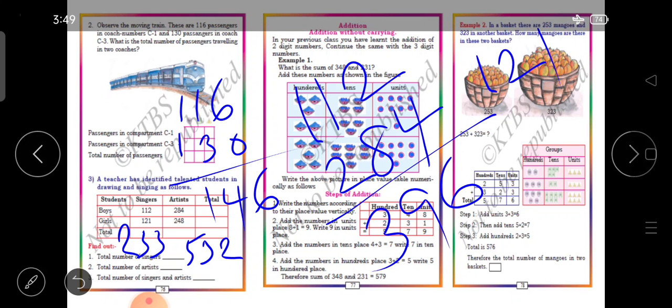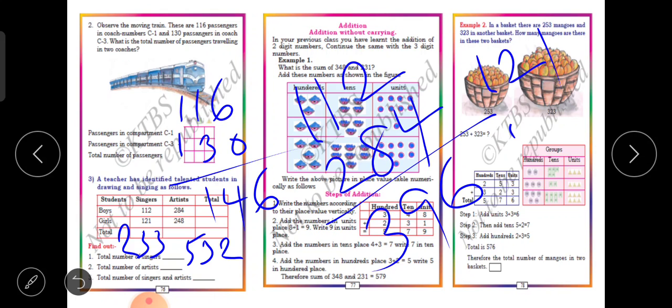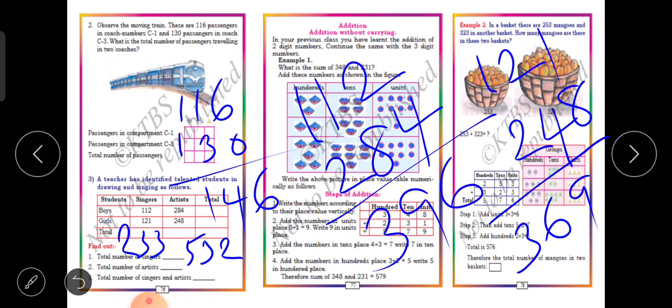Girls are, see here, 121 plus 248. How much is it? 9, 6, 3. 369. So here what they are asking is the total number of singers. They didn't ask you how many boys or how many girls. They are asking the total number of singers. What is the total number of singers? 233. Total number of artists?